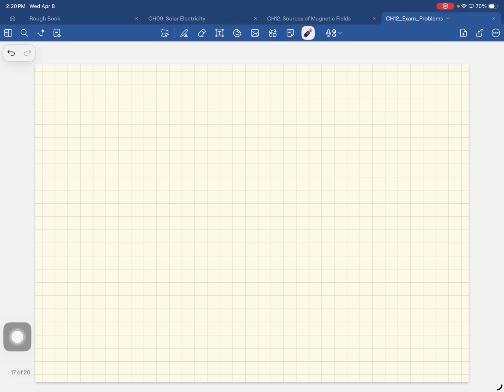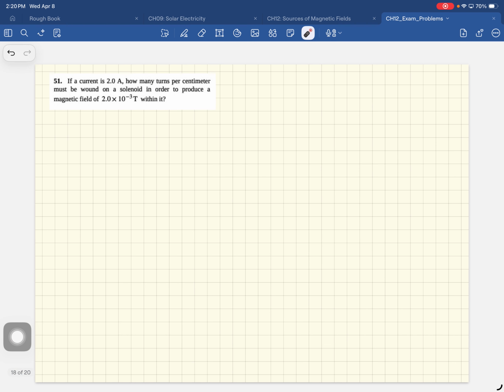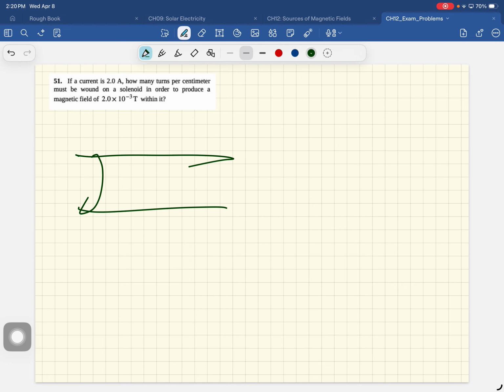It turns out that the field is stronger here, and as you go further, the field gets weaker. Except that if the size of this is small compared to the radius of this thing, then the field can be considered uniform. But here, the field is stronger here and weaker there.